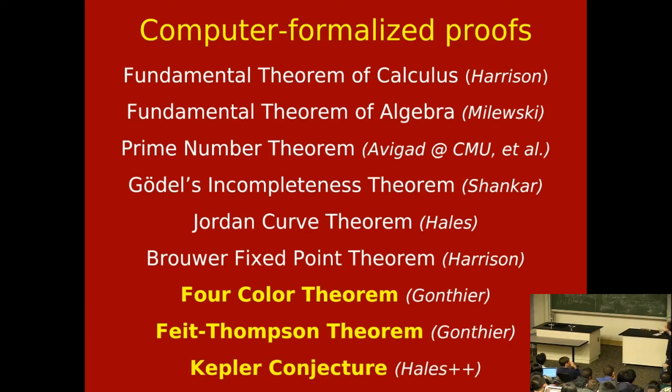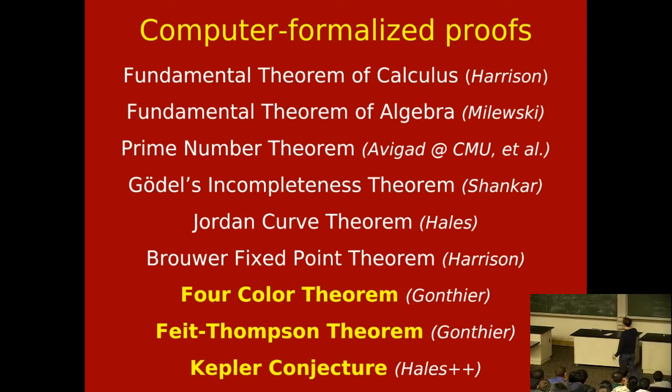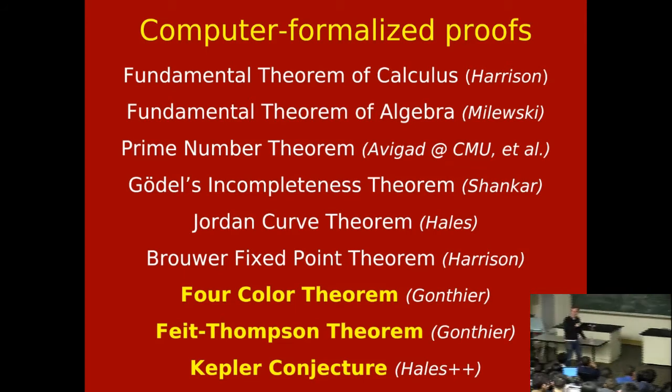Gonthier famously, working at Microsoft, gave a completely rigorous, computer-checked proof of the 4-color theorem. This is like the first 100 pages of the 20,000 pages of the classification of finite simple groups, this Feit-Thompson theorem, and the Kepler conjecture. So it's a pretty cool area. I mean, kind of gone on a little diversion, but I like this topic a lot.